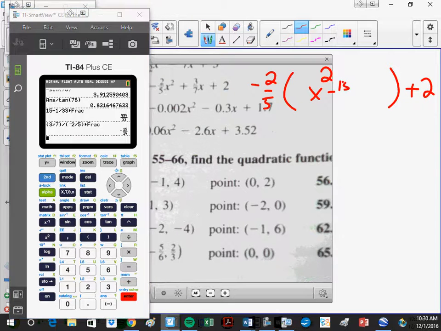So negative 15 over 14x, and then I need the perfect square.